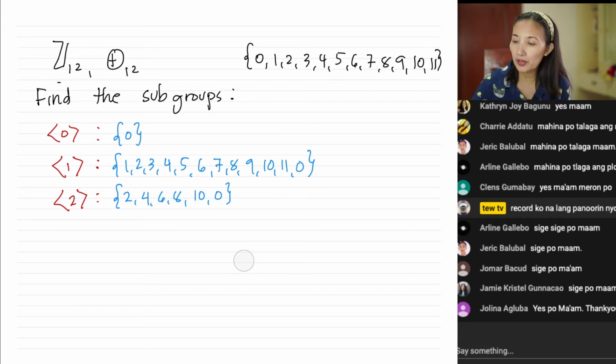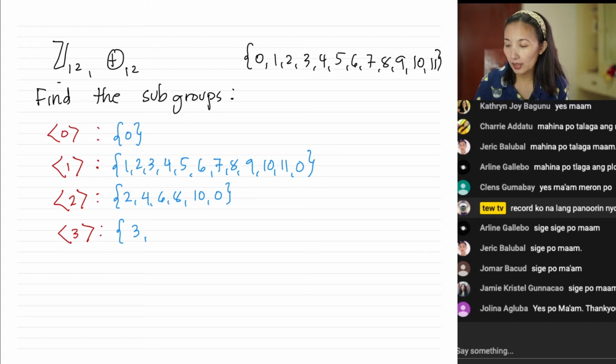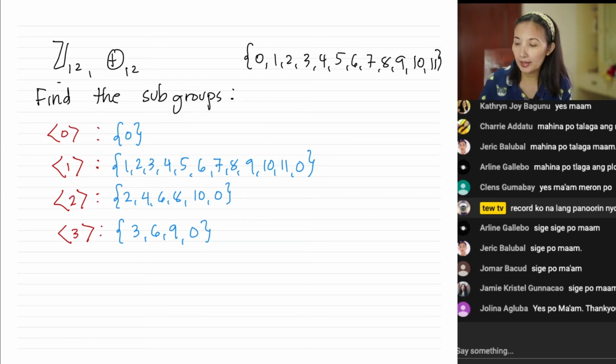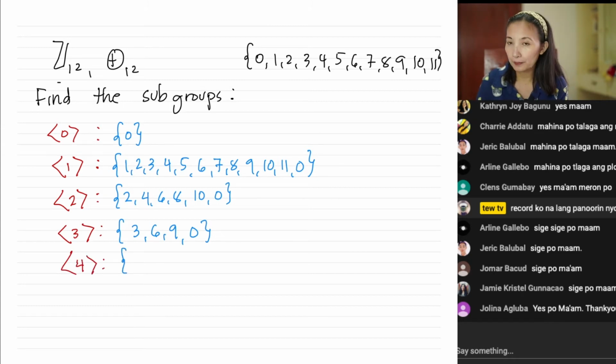Now, we proceed to the next element, which is 3. Okay, 3. So, 3 plus 3, 6 plus 3, 9 plus 3, that's 12 modulo 12 is 0. So we stop with that. Okay, next, how about 4? So for 4, we have 4. 4 plus 4, 8. 8 plus 4, 12 modulo 12 is 0.